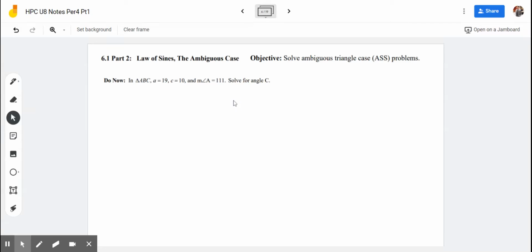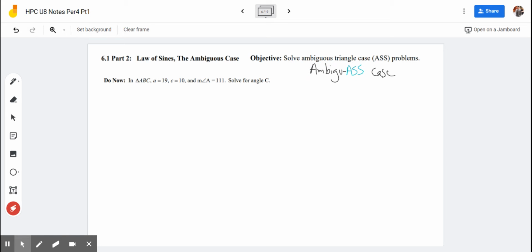So guys, in this video, we're going to go over the law of sines and what's called the ambiguous case. We talked about before that we can use law of sines when you're given two angles and a side. But what if we were given only one angle and two sides? So it's an ASS problem, okay? This is the way I remember it. I call it the ambiguous case.